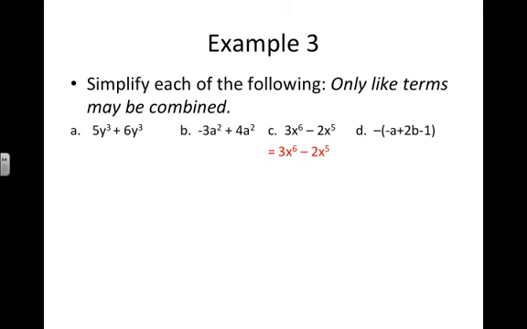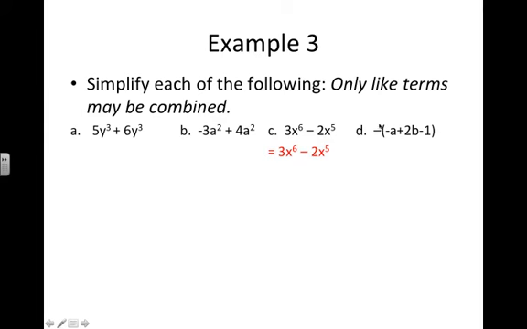On part D, at first you may go, oh, okay, that's all we can do because we've got one term with an A, one term with a B, one term with a -1. That's true, but remember, by combined, we mean added or subtracted. That's when you have to have like terms. To distribute that negative, it doesn't matter. We can go ahead and distribute that, and we will have a simplified expression.